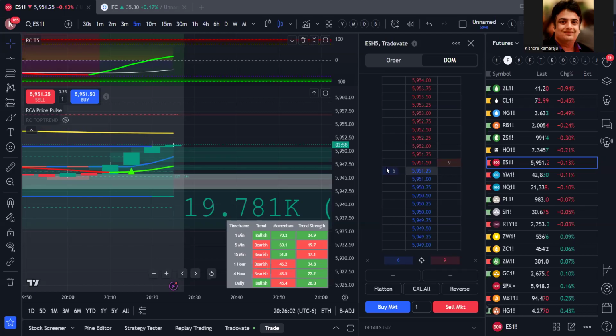Yeah, gold and PL we can hold. If you are taking long, you can hold GC long and PL long.